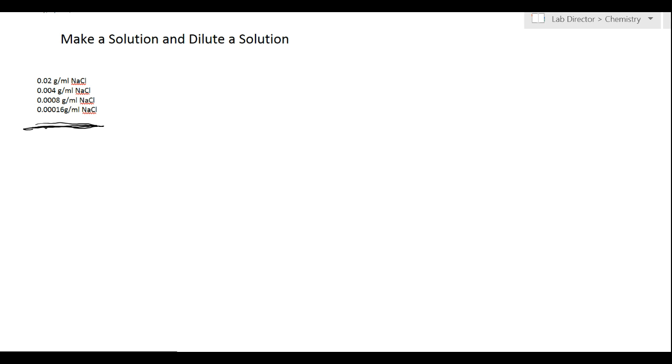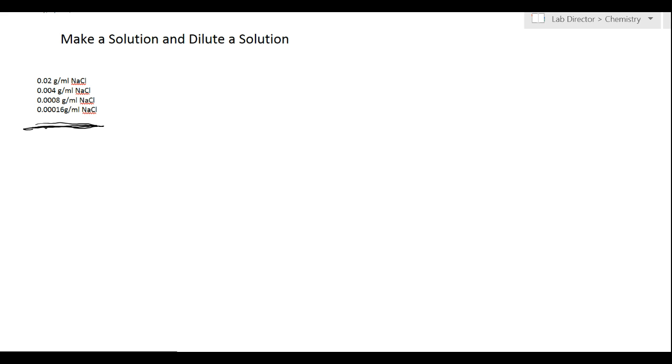Usually in chemistry we express concentrations in molarity, but for this experiment we're going to keep it in grams per milliliter because it's a little simpler. The first thing I have to figure out is how much of these solutions I want to make, and so I'm going to say I want to make 50 milliliters of each of the solutions.